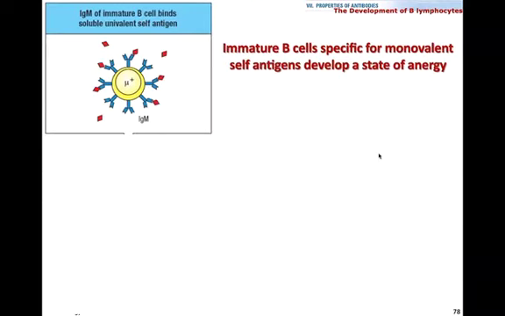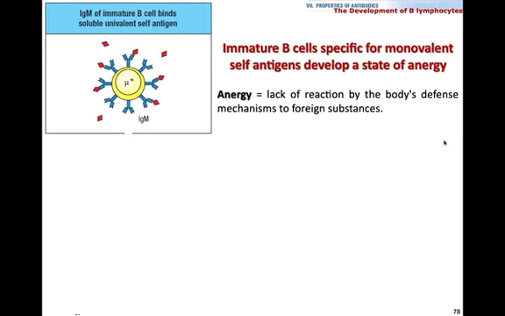So here you can see that, again, if the immature B cells are specific for monovalent self-antigen, they develop a state called anergy, okay? What's anergy? Anergy is the lack of reaction by the body's defense mechanism to foreign substance. So actually, it's a kind of protection mechanism. This type of cell will go into the anergy state to avoid reaction with self.